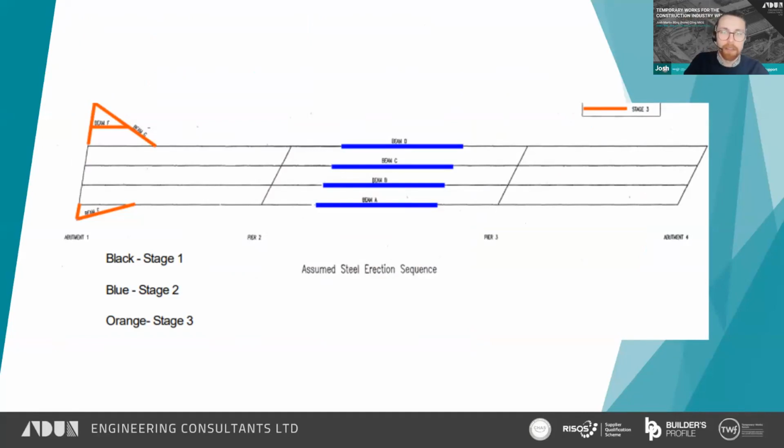So following this demolition sequence of removing the centre and then working out to the abutments assured that the structure would remain stable during the demolition works, as the load paths during this process would be the same as those experienced during the erection sequence, because we've essentially just reversed it. And also that had the added bonus that the need for temporary works was minimised as well.